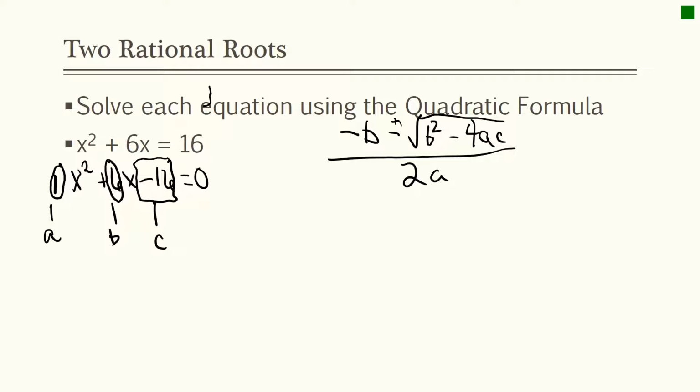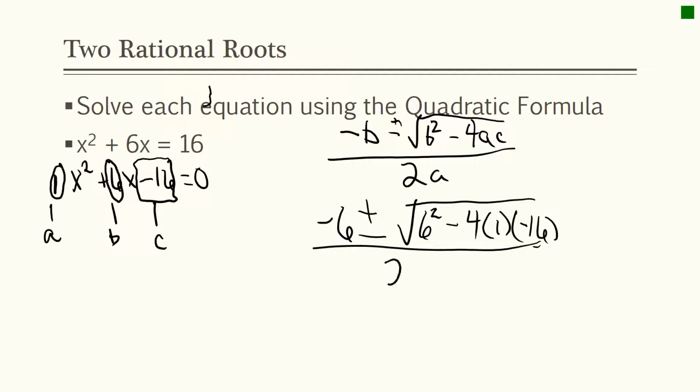So now we've got a, b, c defined. We're just going to plug it into this quadratic formula and solve and determine what the roots are. So we go with negative b, so that would be negative 6 plus or minus the square root of 6 squared minus 4 times 1, a is 1, times c, which is negative 16, square root of that over 2 times 1.